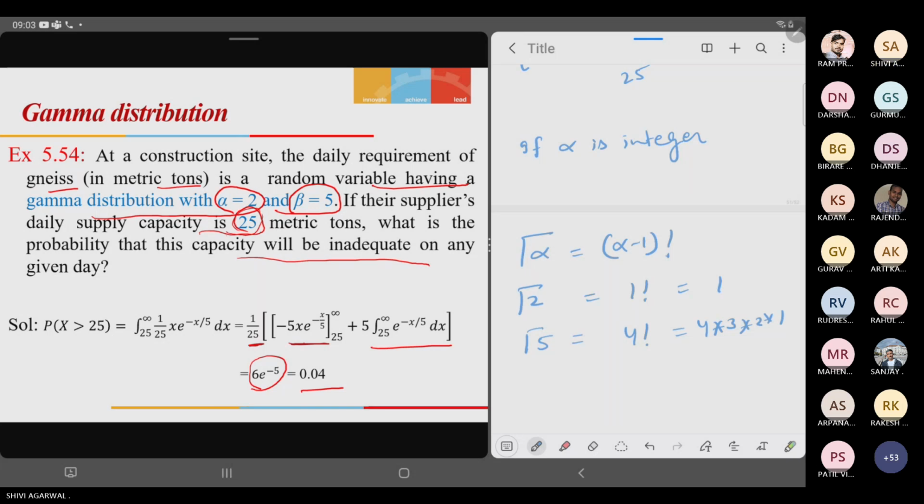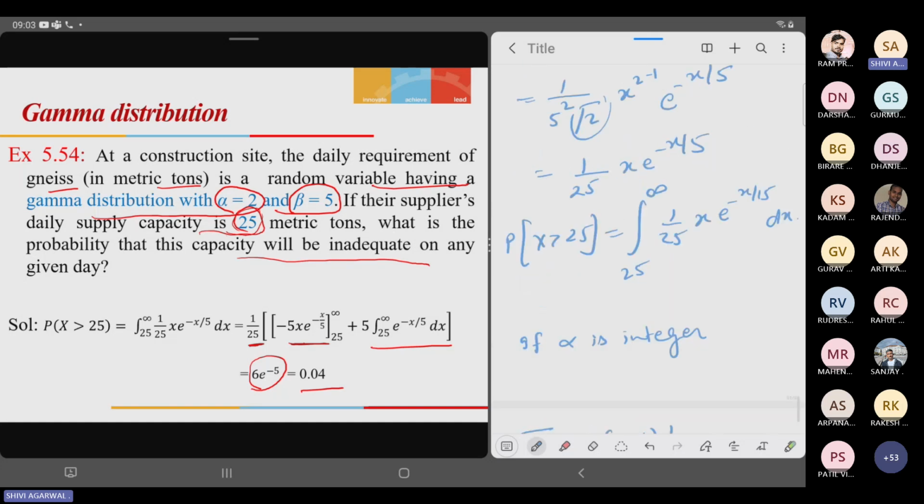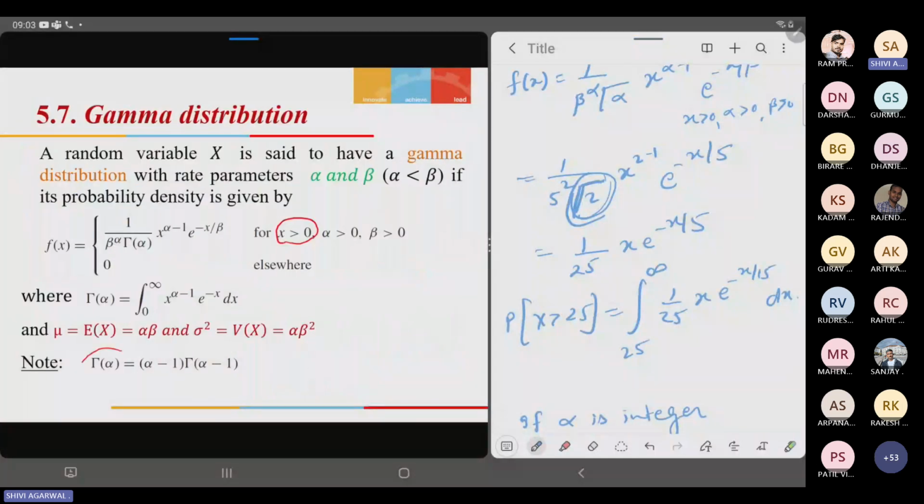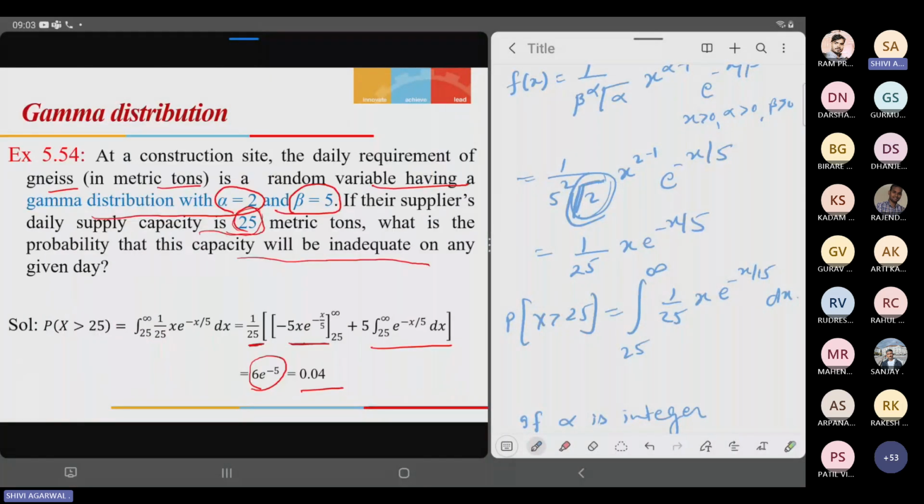Okay, Mr. Mahindra? The highlighted value, you are saying gamma function of 2. Gamma function of 2 is 1. Got it? If it is not an integer, that is a very big question. Actually, I mentioned here that we calculate gamma function of alpha by this integration if it is not an integer, and it is not in your syllabus. We are not doing it in so much detail. That is the gamma function. It is not in your syllabus.